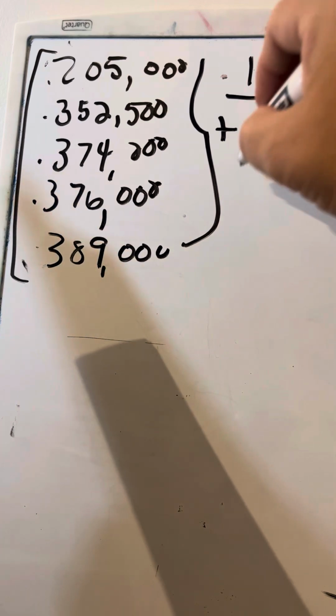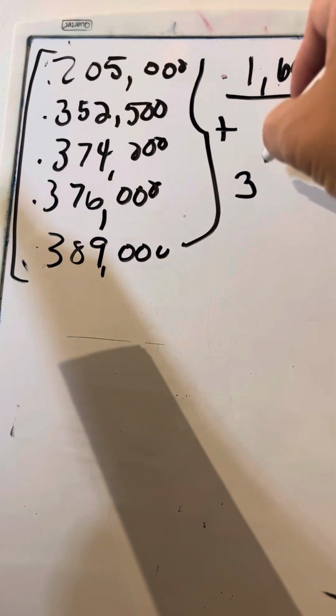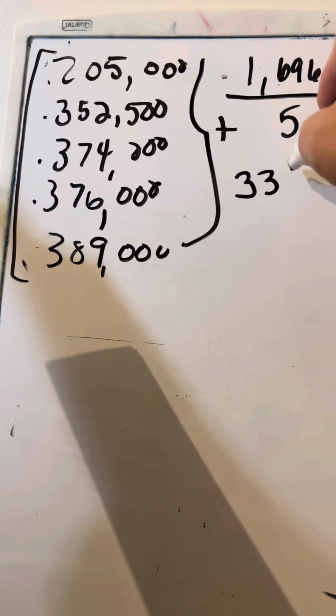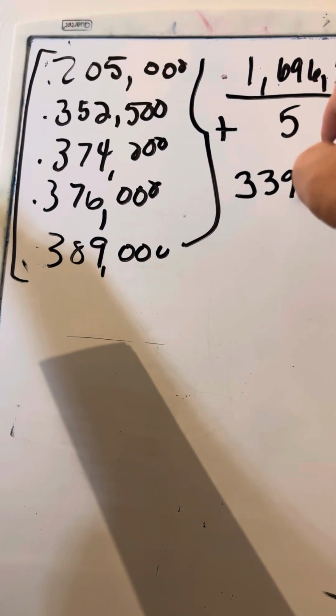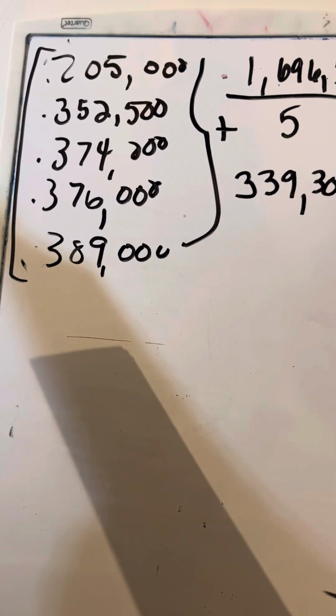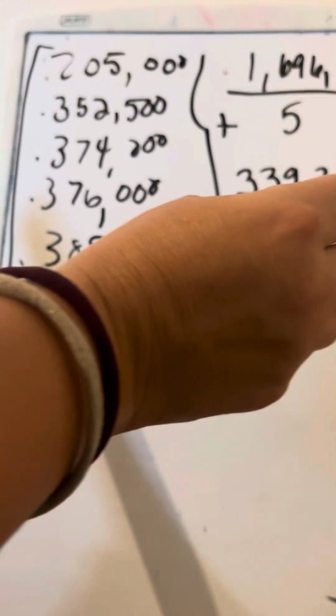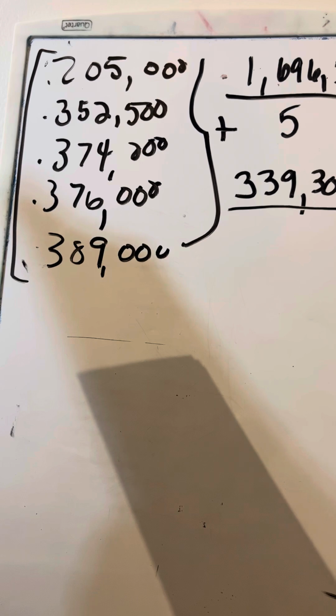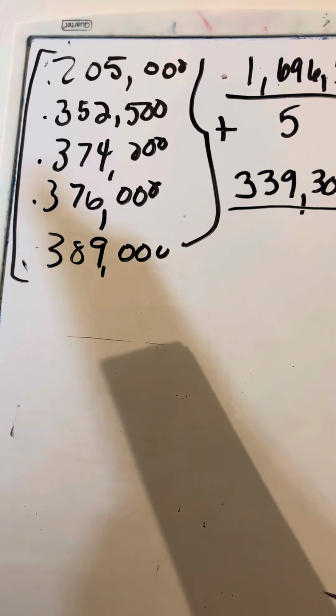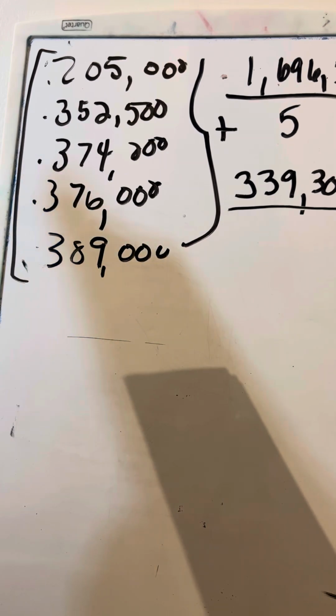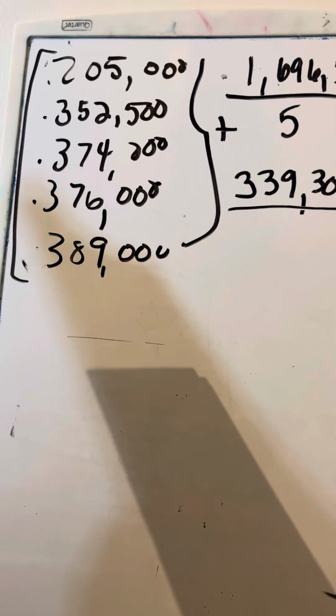I've done this already. These are big numbers, and I just did it with my calculator to help you. I wanted you to be able to see what we're doing. Then this number is the answer to that. So now we know our mean is 339,300.